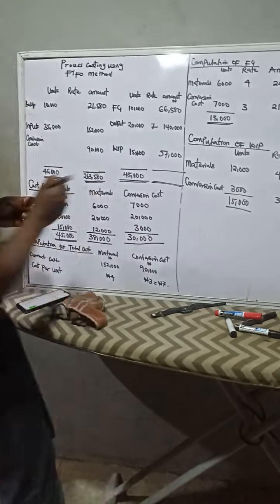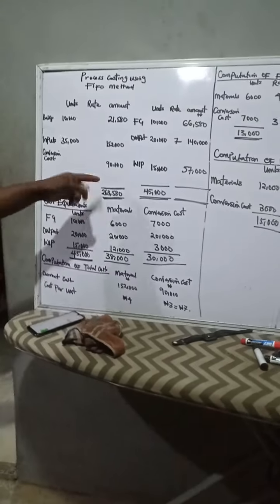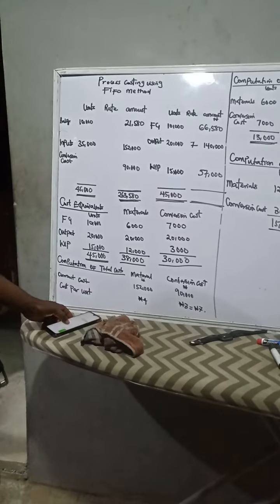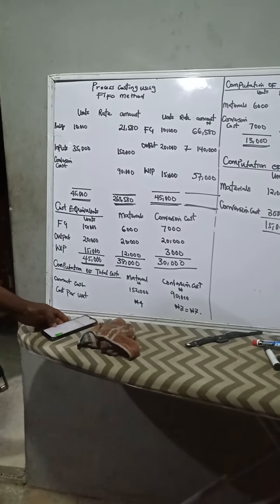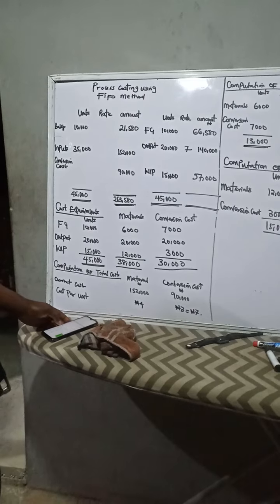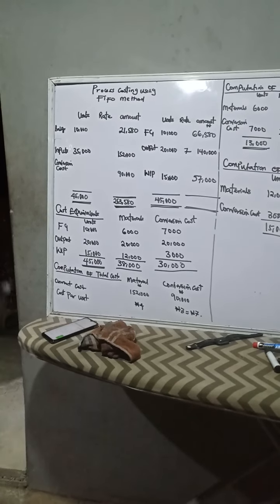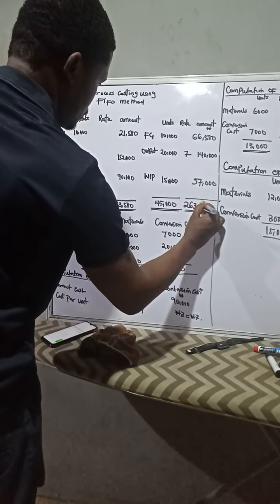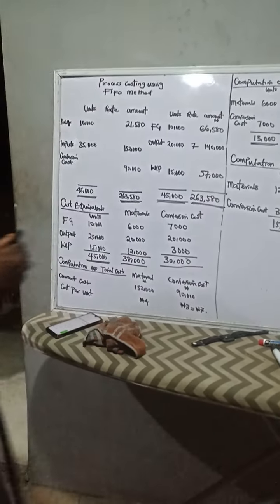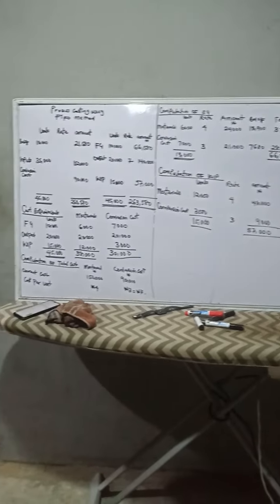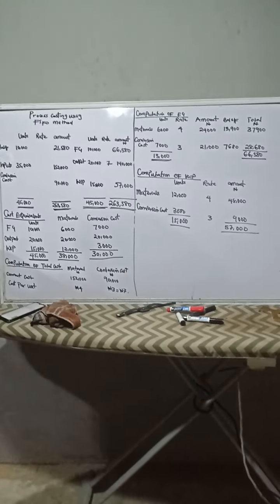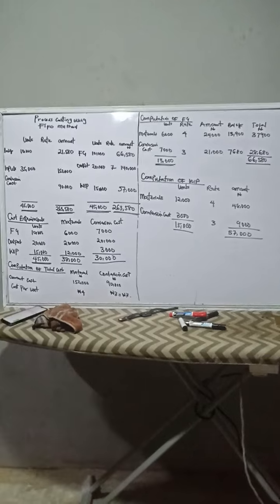So at the end, let's see whether it will give us 263,580. We have 57,000 plus 140,000 plus 66,580. That gives us 263,580. You can see everything is now balanced. So at this point, we are done with the FIFO method. We are done with process costing using the FIFO method.